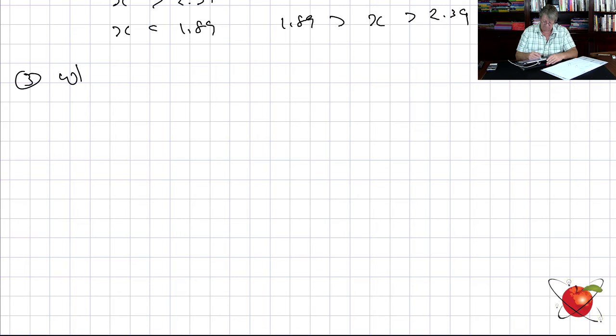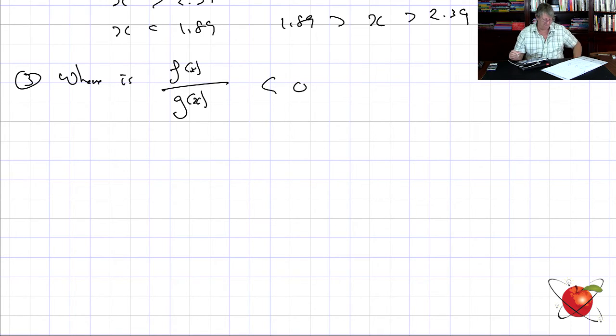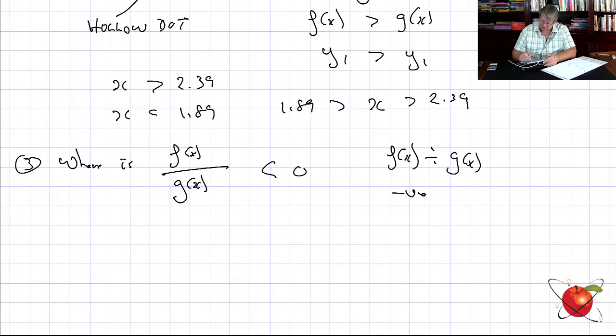That's fairly simple. Now it gets a little more difficult, because now they say, question 3, where is f of x divided by g of x less than 0? So what does it mean? It means when I take f of x and I divide by g of x, we get a negative. That's what we're saying. When is f of x divided by g of x negative?